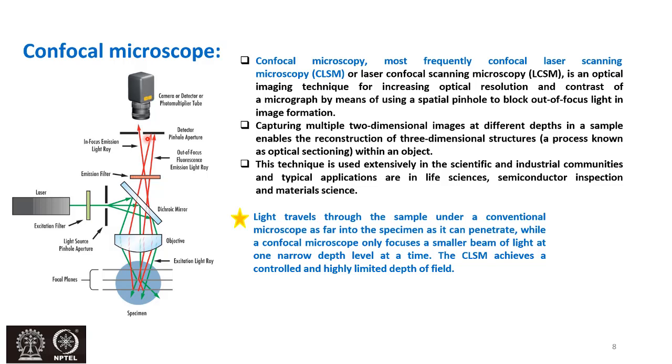So this is basically used for 2 dimension images or 3 dimension images, as I told, because in the z direction also we can get the information. And this is used for scientific and industrial communities and other applications in life sciences, semiconductor, or material sciences. Here the light travels to the sample under a conventional microscope as far into the specimen as it can penetrate, while a confocal microscope only focuses a small beam of light at one narrow depth level at a time, and the laser scanning microscope achieves a controlled and highly limited depth of field. So here we can actually control our depth of field.